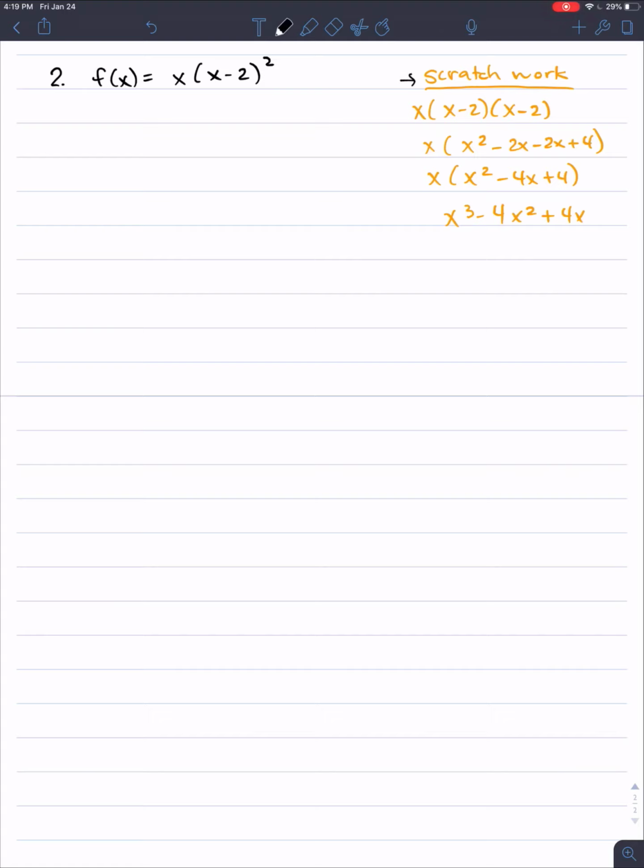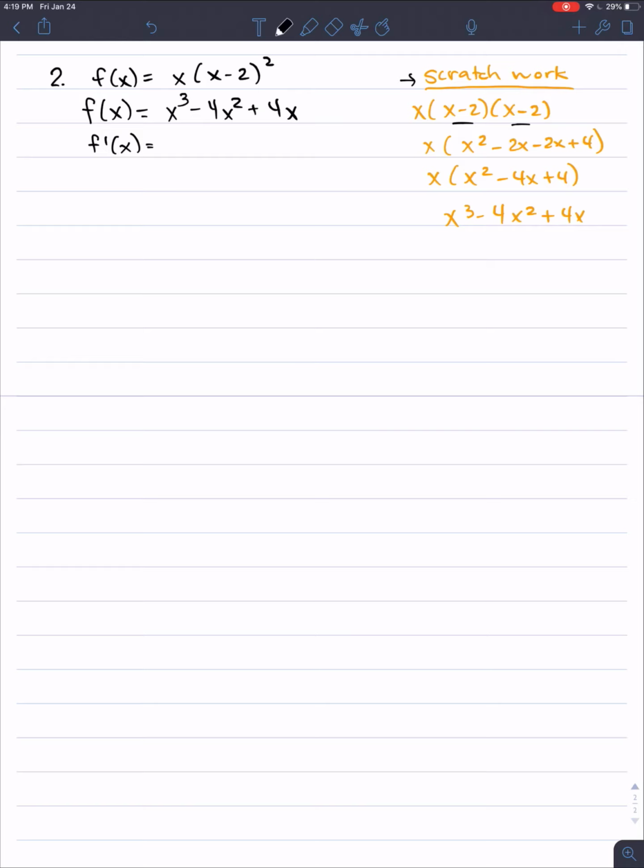So let's just do the algebra. I came off to the side and already did the scratch work, so just FOIL that out, the x minus 2, the x minus 2, square that, and when you simplify it, we're just going to use that simplified version. So in this case, just start with x cubed minus 4x squared plus 4x. And then for critical numbers, remember we set our first derivative equal to 0. But for inflection points, we need to set our second derivative equal to 0.